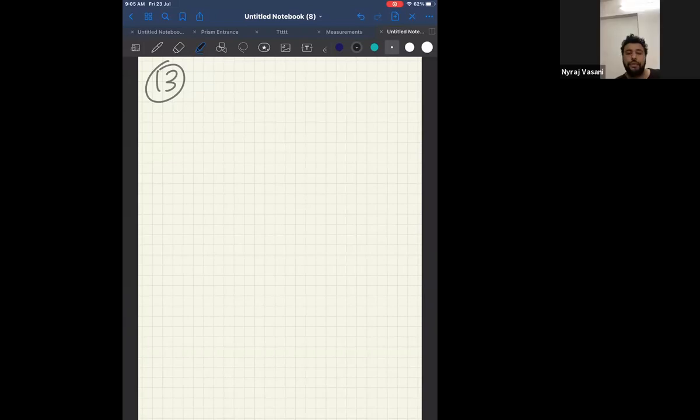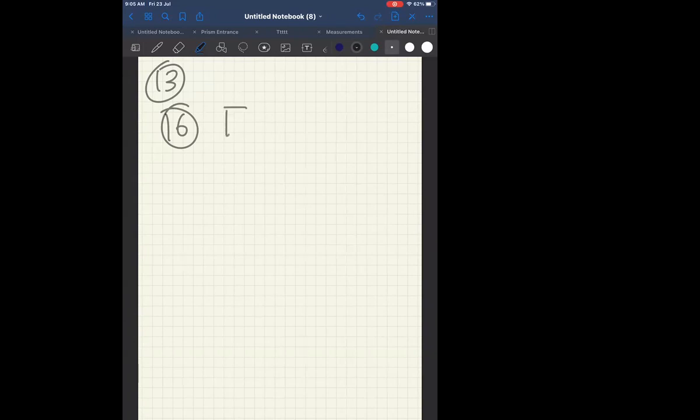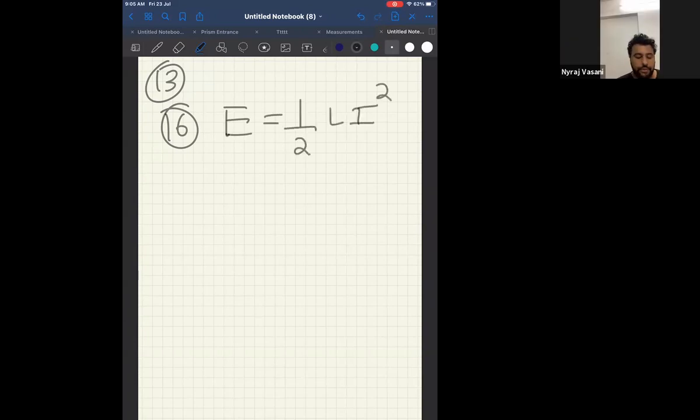Okay, last question for today. That question is question number 16, and you have to use the formula for energy stored in an inductor. Start. Few people have college at 9:10, so you have to finish it before that. What is the formula for energy stored in an inductor? Formula for energy stored in an inductor is half Li square. Now using this formula, you have to solve question number 16. Start.